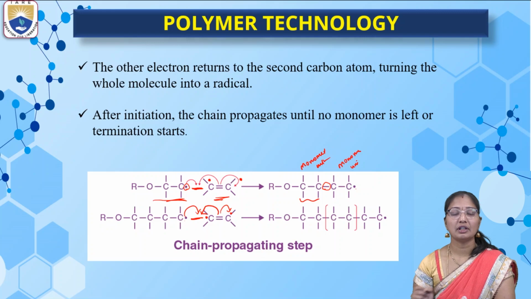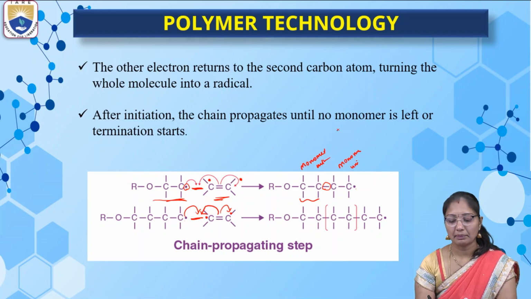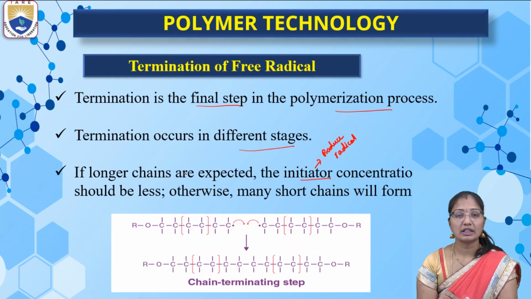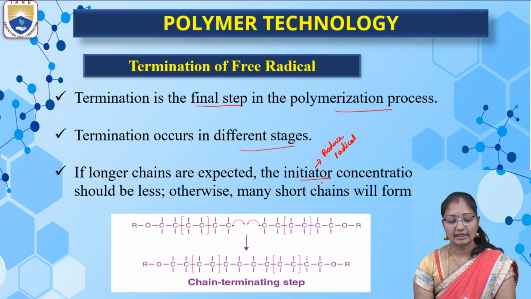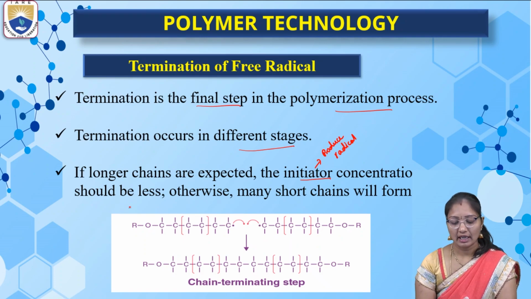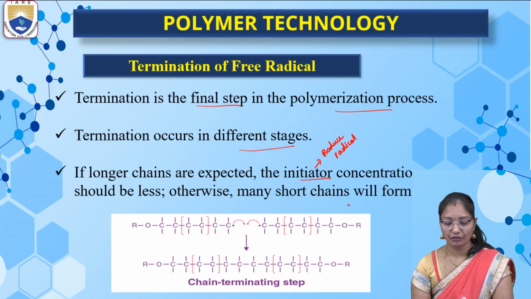So for termination, if longer chains are expected to be prepared, the initiator concentration should be less. Otherwise, many short chains will form.